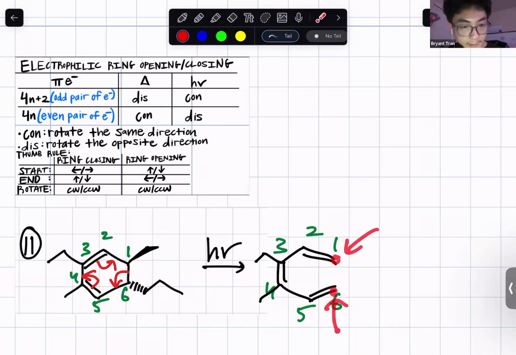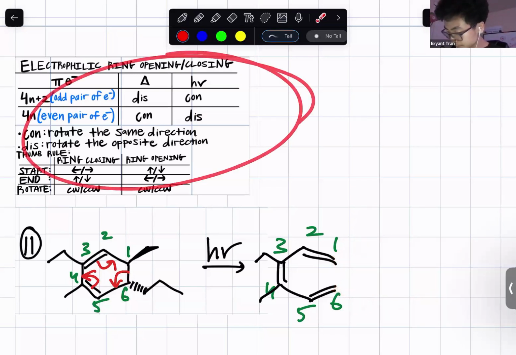Carbons 1 and 6 became sp2 hybridized. So the methyl group would either have to go up like this or down like that. The propyl group would have to go down like that or up like this. And to figure that out, we have to use this thumb rule here, right?